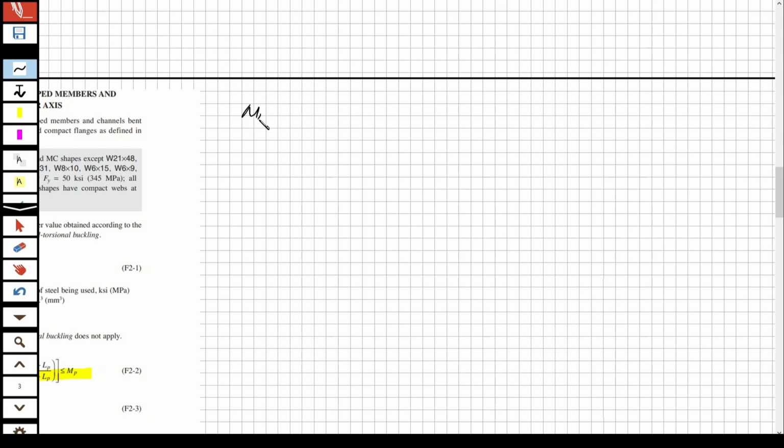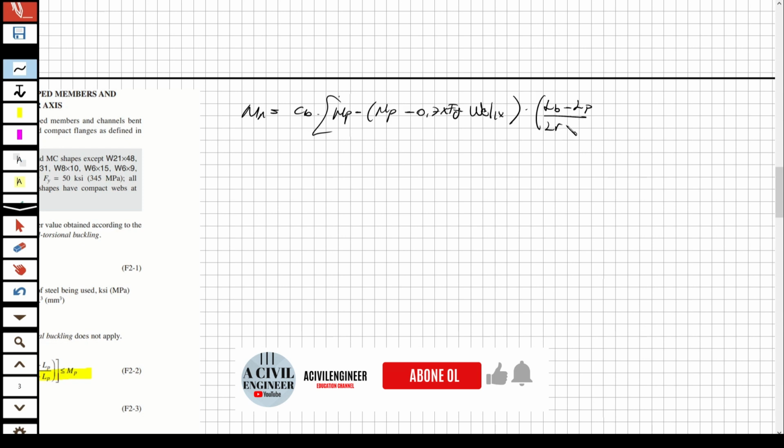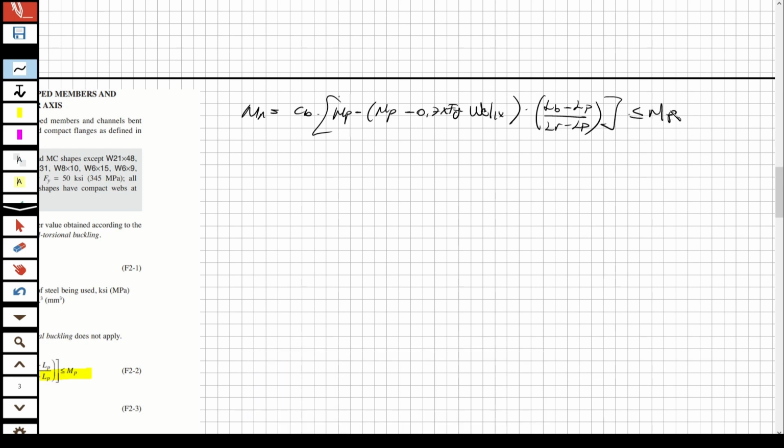And the moment Mn is equal to CB multiplied by MP minus 0.7 multiplied by Fy and multiplied by the elastic section modulus at X and multiplied by (LB minus LP) over (LR minus LP). And we are going to multiply this. So it's going to be smaller than MP. Okay, so now let's calculate this.